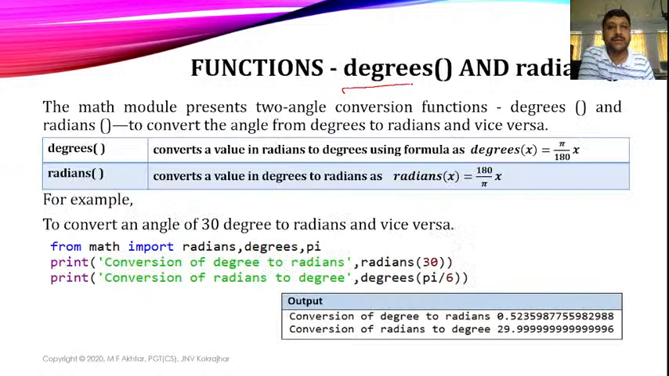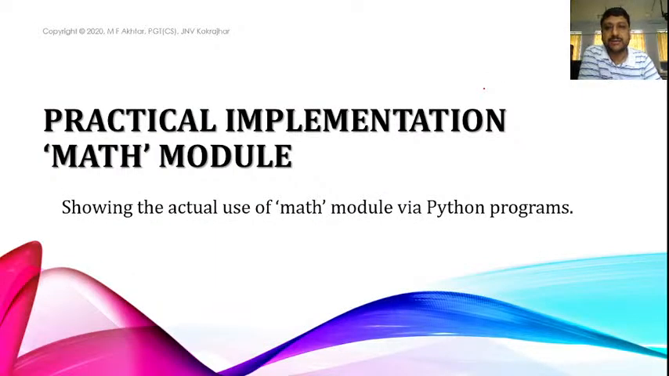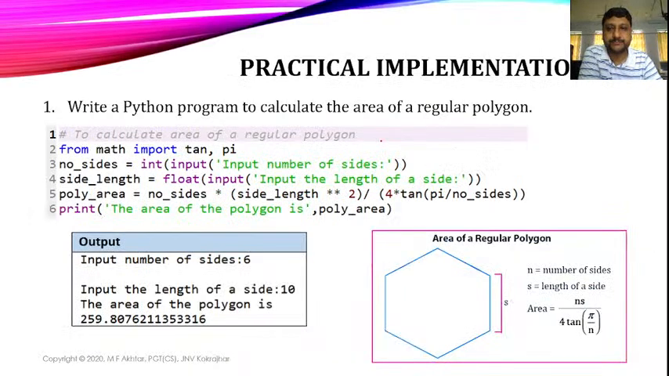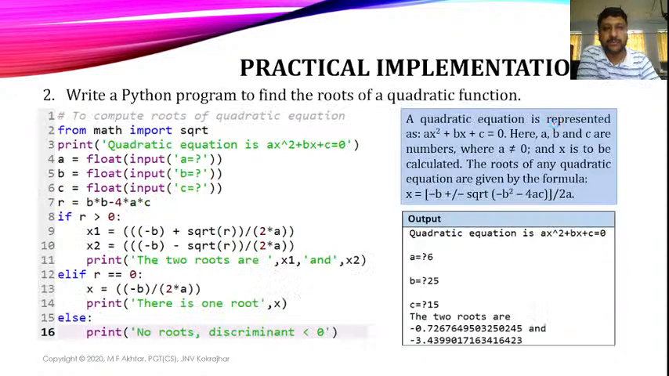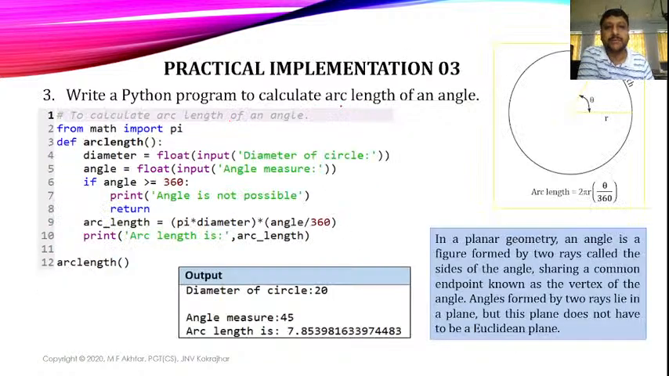Now we have already learned degrees and radians. These are the functions needed to convert angles from degrees to radians and radians to degrees. Some programs are given here to implement the math module. The tan function and the pi variable are used to calculate the area of a regular polygon. Similarly we are calculating roots of a quadratic equation using the square root function. Now similarly we are calculating the arc length of an angle.